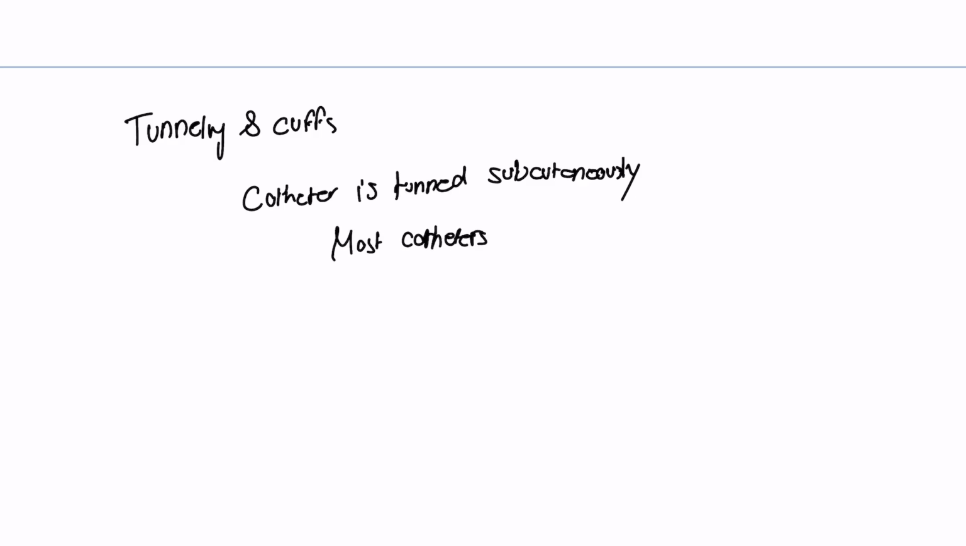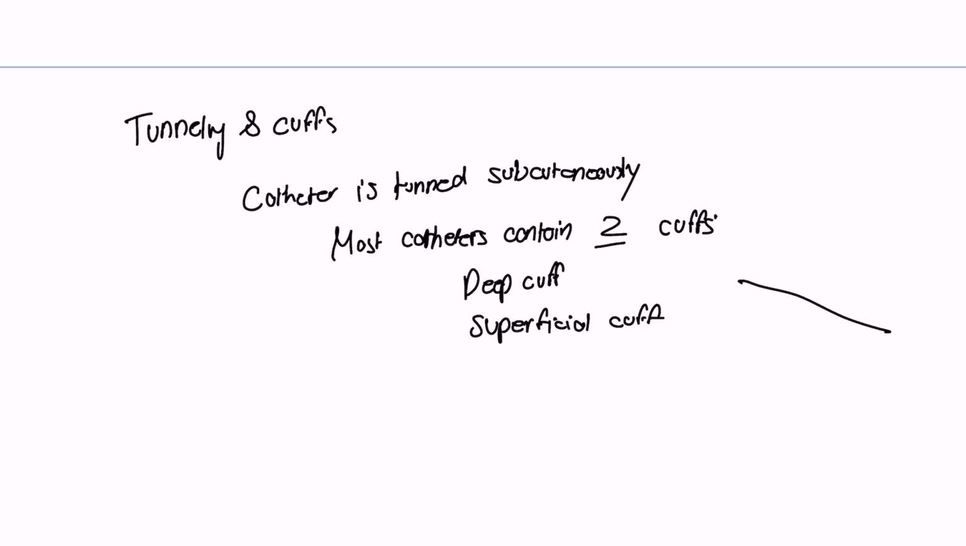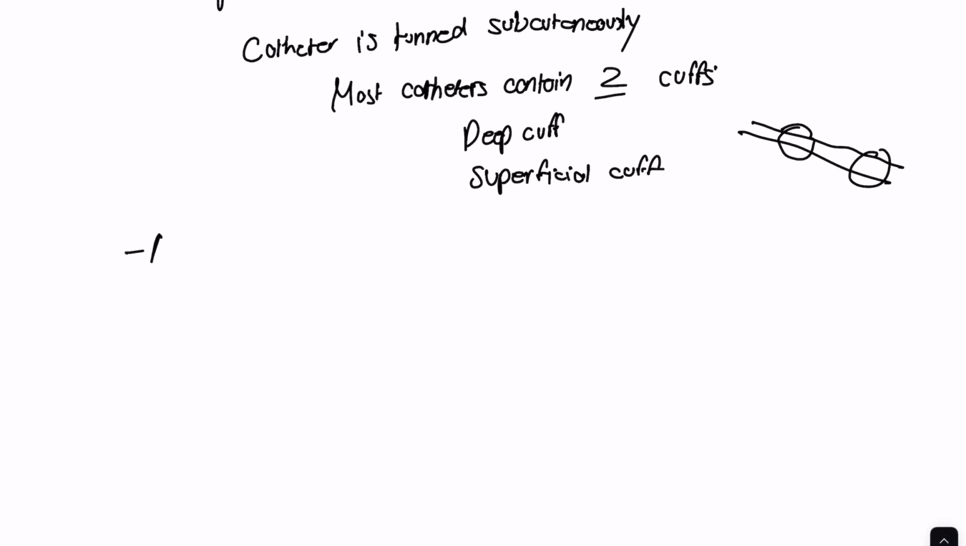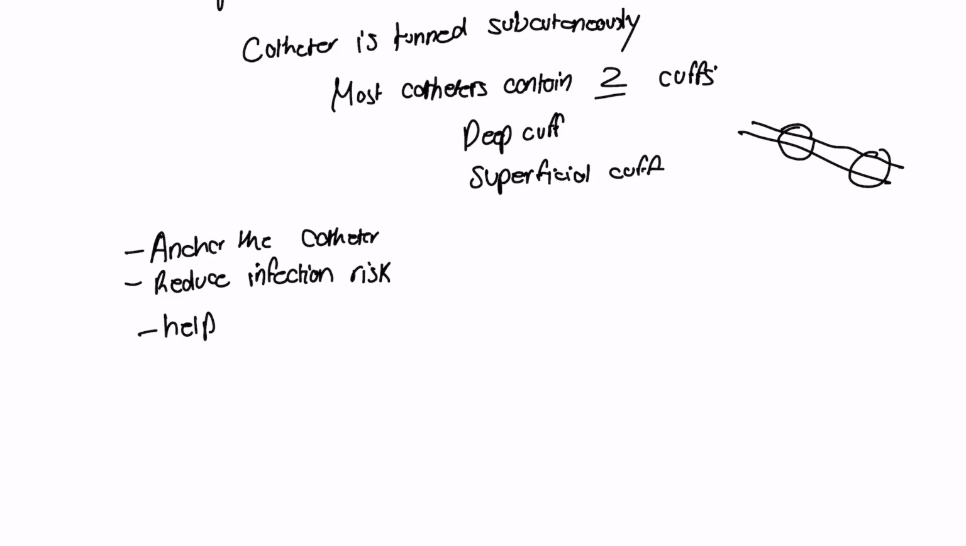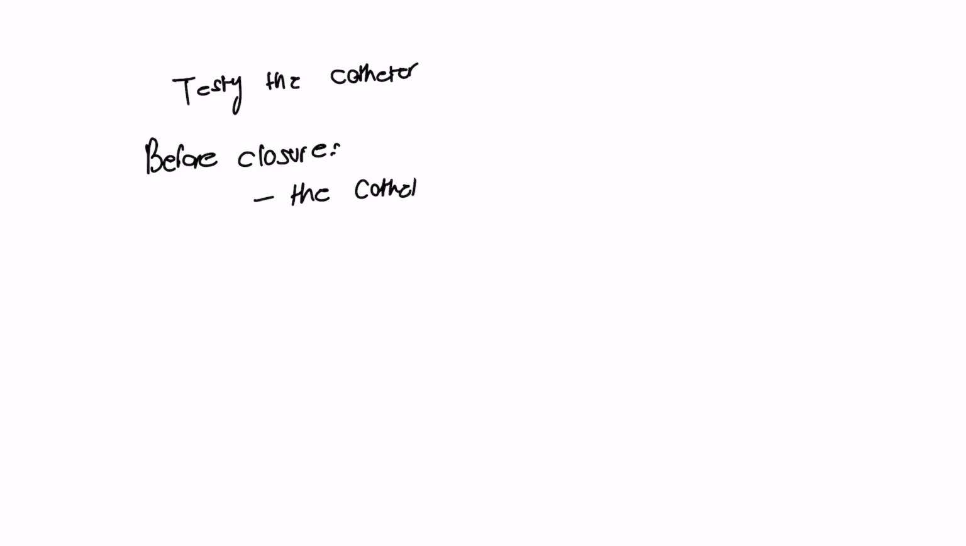So next, look at tunneling and cuffs. The catheter is tunneled subcutaneously. Most PD catheters contain two cuffs, a deep cuff and a superficial cuff. These cuffs anchor the catheter, reduce infection risk, and create a fibrous seal. Before closure, test the catheter. The catheter should be flushed, drained, and checked for leaks.